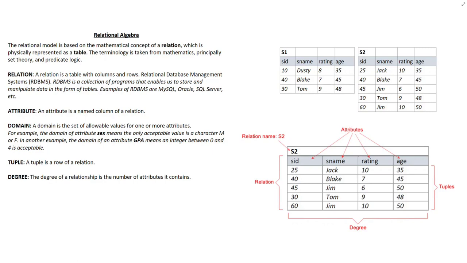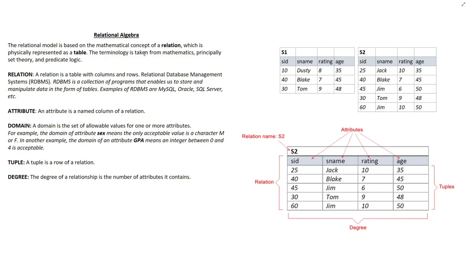So when we talk in the context of relational algebra for databases, our operands are relations, and relations are tables. So let's go through some terminologies here. The relational model is based on the mathematical concept of a relation, which is physically represented as a table.